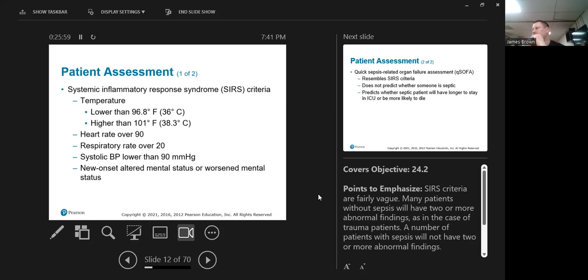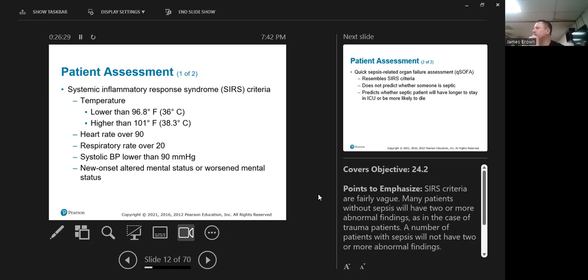What we have is what's called hot, warm sepsis, and then cold sepsis. They can get to the point where their temperature has persisted for so long, and now it's starting to fail, and it's going down. So obviously, cold sepsis is much worse than hot sepsis. Heart rate over 90, respiratory rate over 20, and systolic blood pressure lower than 90 millimeters of mercury. New onset altered mental status, or worsening mental status.